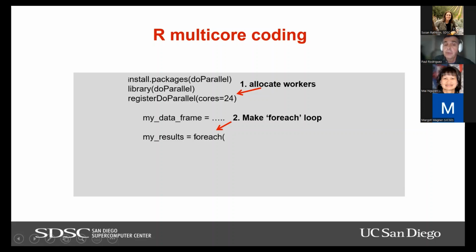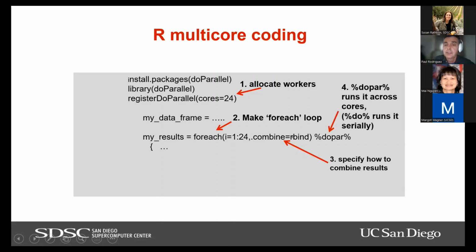To do that, you're going to have a foreach loop. The foreach loop has an index, just like a regular loop. It's going to have some way to combine the results, and you have some options on changing how things get combined. It usually gets returned as a list. There's a %dopar% command that goes along with the foreach. If you say dopar, it's going to run across cores. If you just say do, it'll run serially, so you can easily run comparisons between serial and parallel execution. And then you have your code and you return some result.